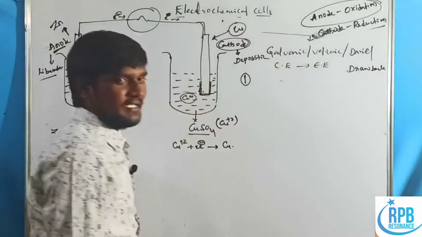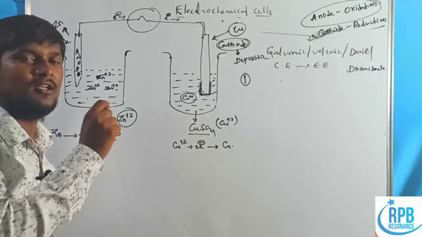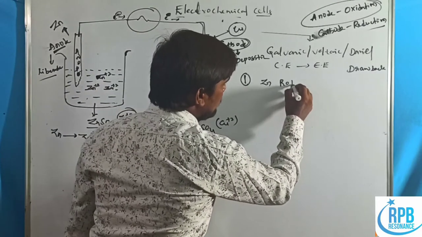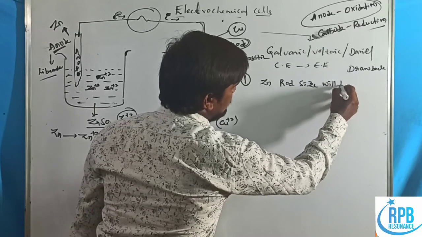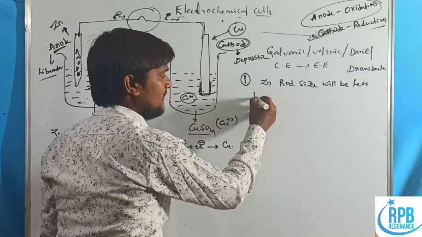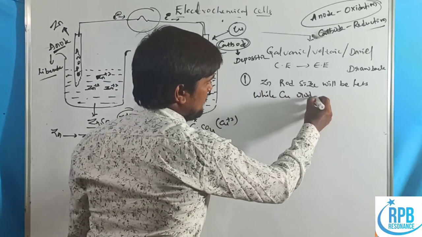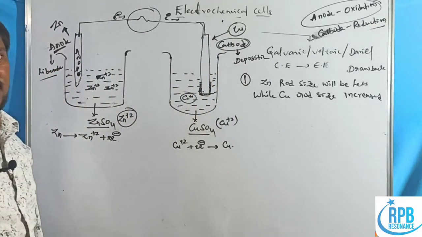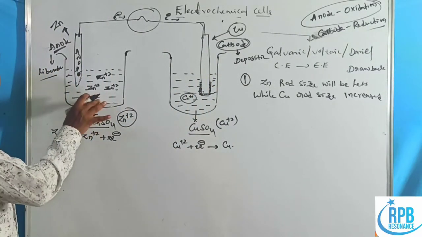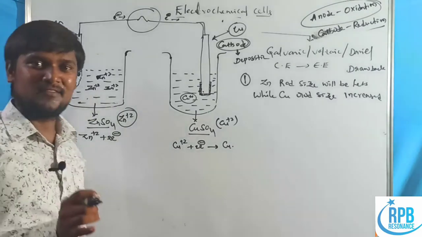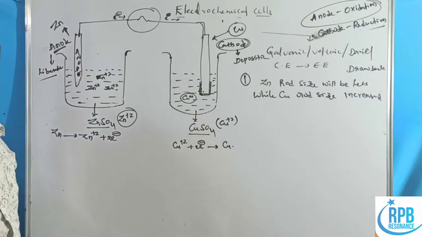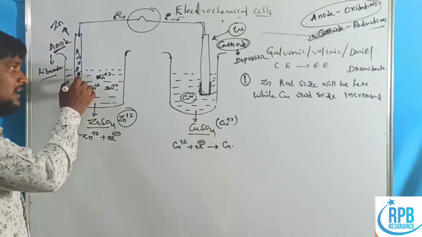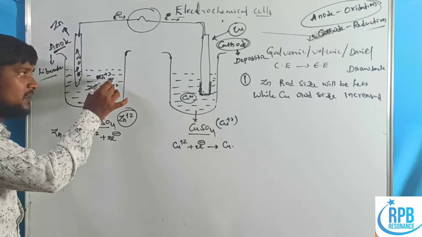Now, what are the observations when electricity is passed through the Daniell cell? The first observation: the zinc rod size will be less, while the copper rod size increases. Here we have a zinc sulfate solution, which contains Zn plus 2 as well as SO4 minus 2. Whenever electricity passes through an electrochemical cell, it releases electrons along with cations.